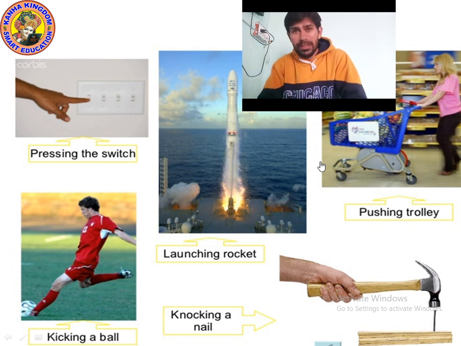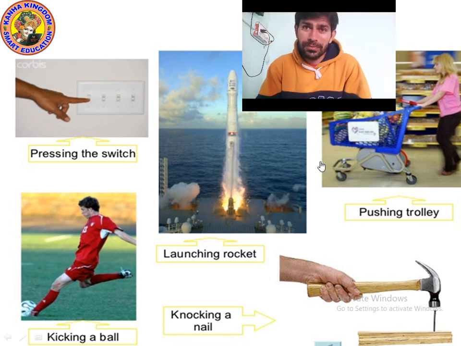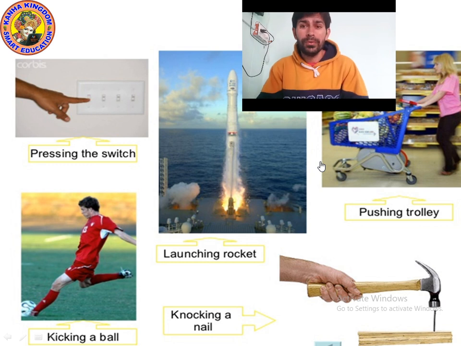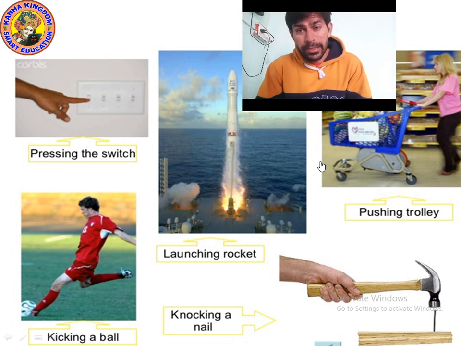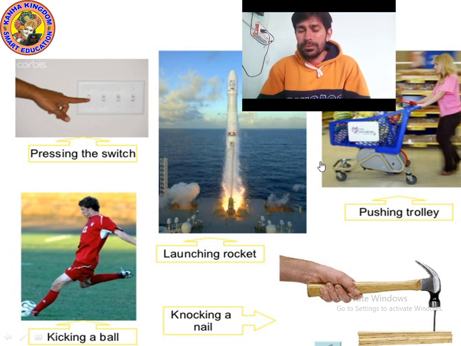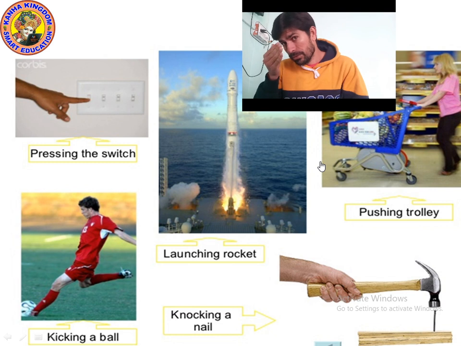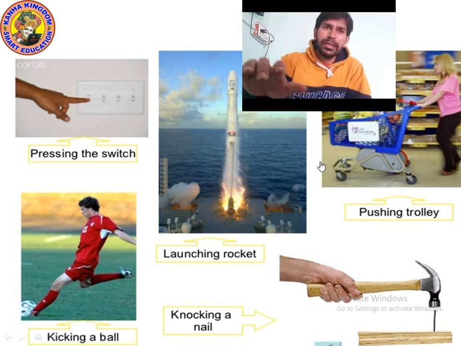You can see the picture of a player. A player is playing football. I think he is Messi or Ronaldo, I think. So when the player kicks the ball, the ball will go so far away, and its direction can also change. It can go in any direction. You can see the example of knocking a nail. When you hammer, when you are applying the force using the hammer, then the nail will go straight into the wood and it will be fixed.